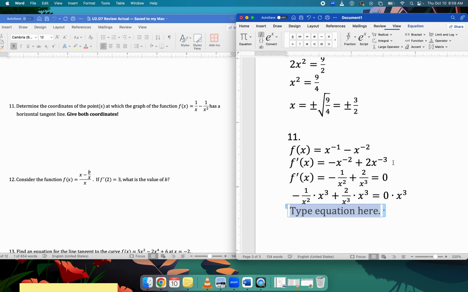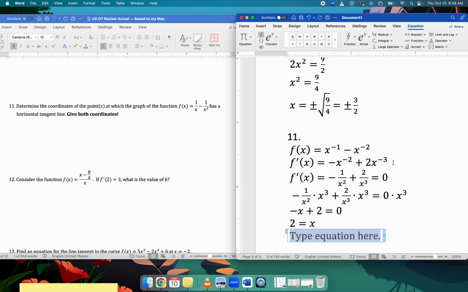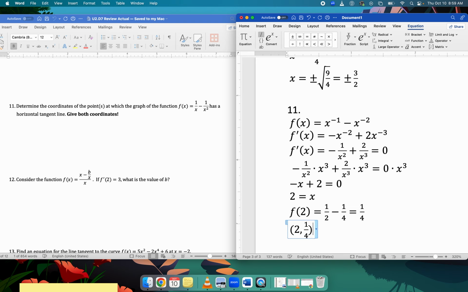Well, okay, so that first term is going to be -x. That second term is just going to be 2, and the right-hand side, 0 times x cubed is, of course, just 0, right? So you find 2 is equal to x. Okay, so I think x is equal to 2. They want the y coordinate. How do I get the y coordinate? Well, you just plug 2 into the original function, so that's 1/2 minus 1/4, which is 1/4, right? So I think the coordinates of the point are 2, 1/4.